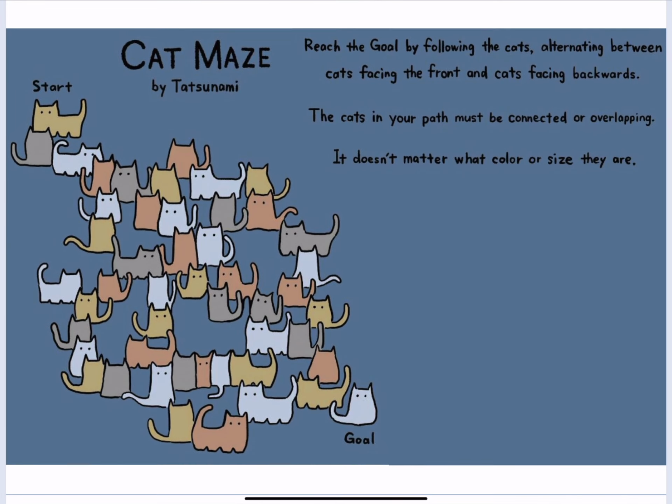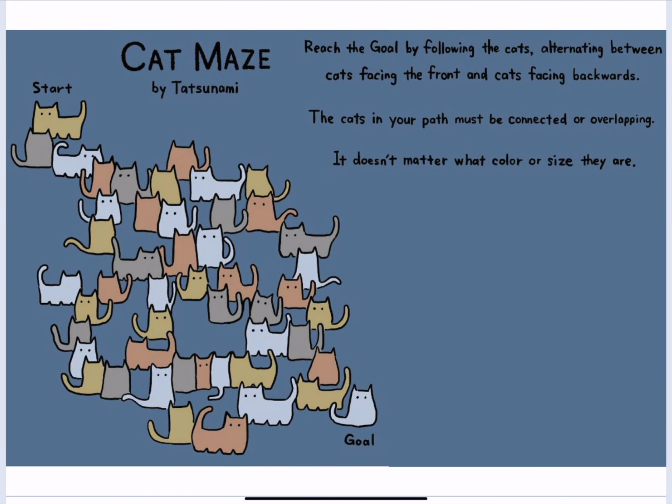Here's maybe a more fun example that I saw on the internet one day. Here's the puzzle. You have a bunch of cats. One is labeled a start cat. Another is labeled the goal cat. You want to get from start to goal.